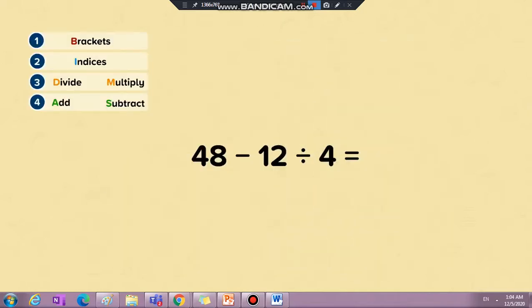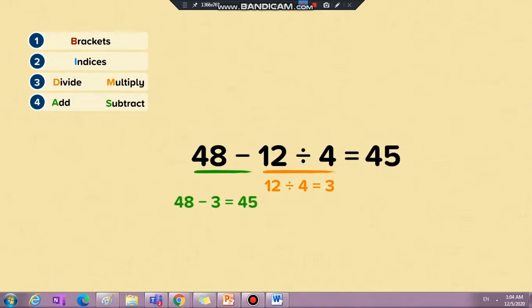Here's a problem we'll need to use BIDMAS for. 48 take away 12 divided by 4. First, we need to identify what operations are going on here. There's division and subtraction. Following BIDMAS, division must come first. Afterwards, we subtract. So first we divide. 12 divided by 4 is 3, and then we subtract. 48 take away 3 is 45. The answer to 48 minus 12 divided by 4 is 45.